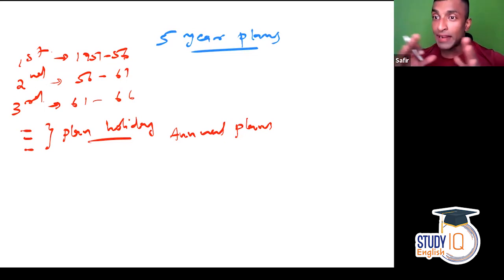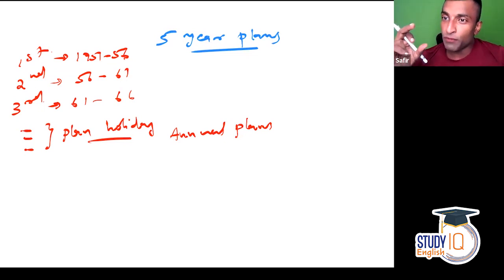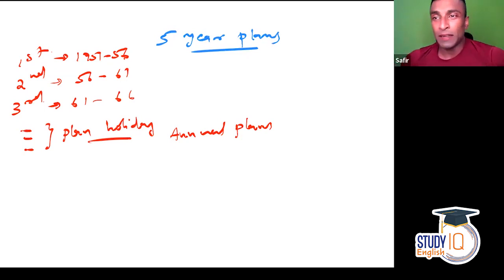That doesn't mean that planning stopped. These are annual plans based on a specific focus on food security. War is not the main reason for plan holiday. Some of you might have this confusion. Some of the teachers also teach that way, that war is going on, so that is the reason for plan holiday. No, the real problem is famine, acute shortage of food. That is the main problem. So 3 plans, 3 years gap.